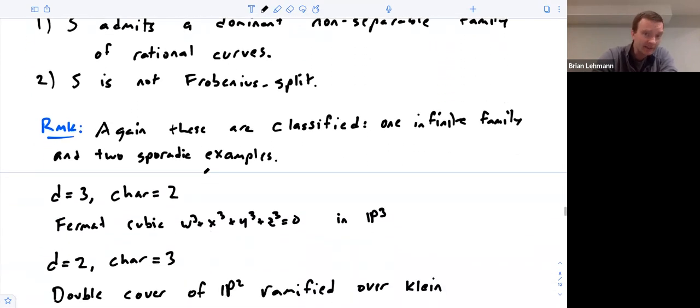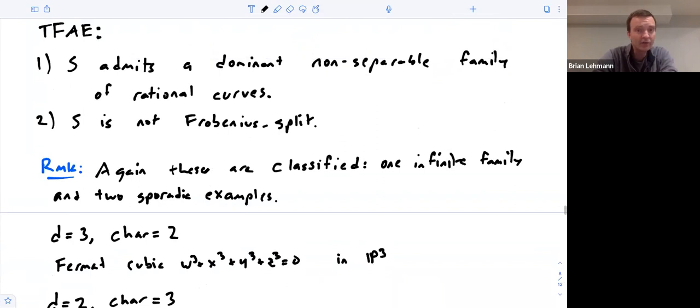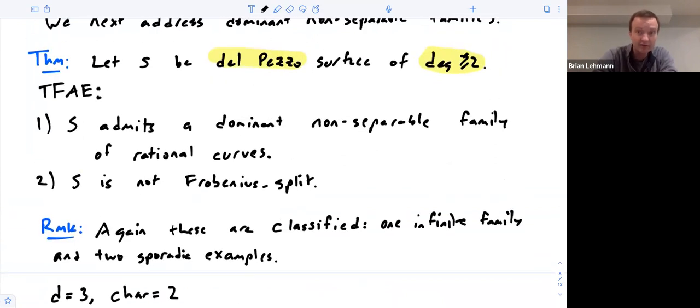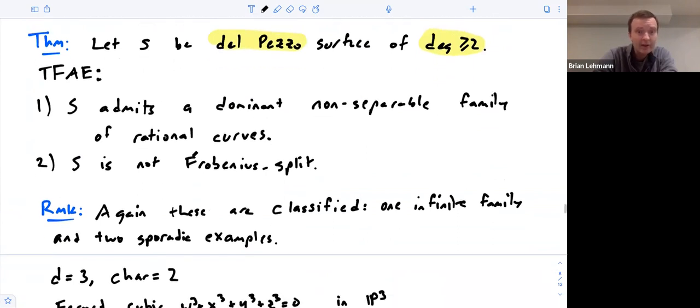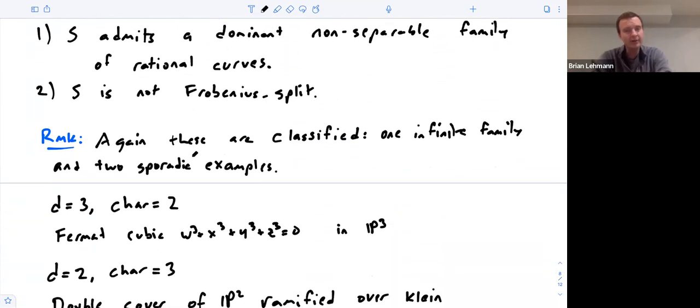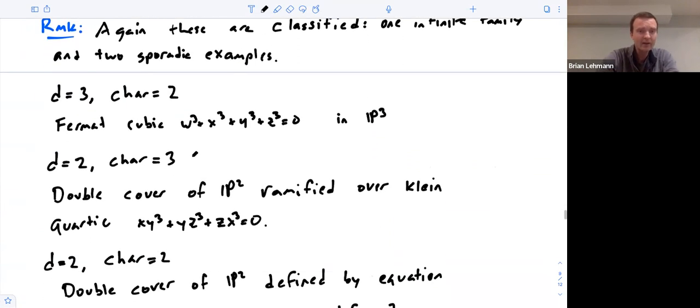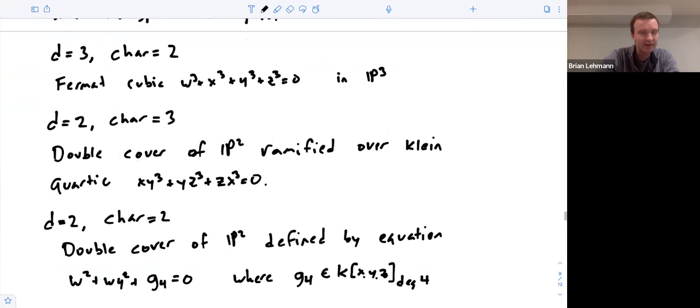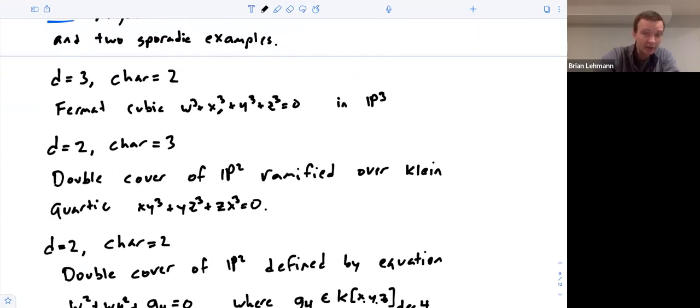Again, there's a complete classification of the Del Pezzo surfaces of degree at least 2 satisfying these 2 pathologies. So there's 1 infinite family and 2 sporadic examples. This list is maybe short enough just to write down. So there's the Fermat cubic in P3.